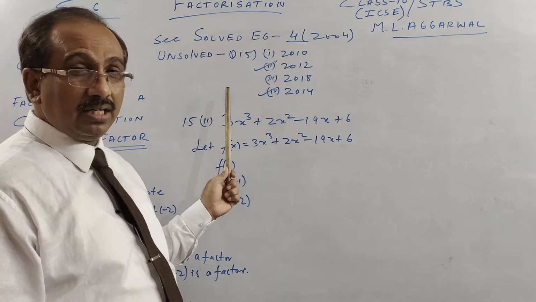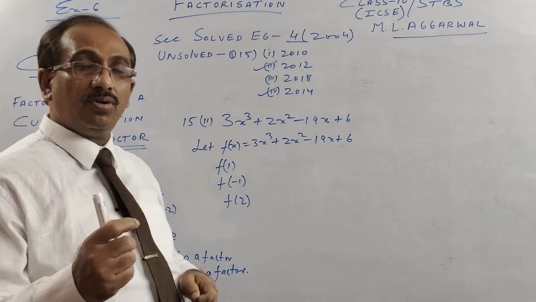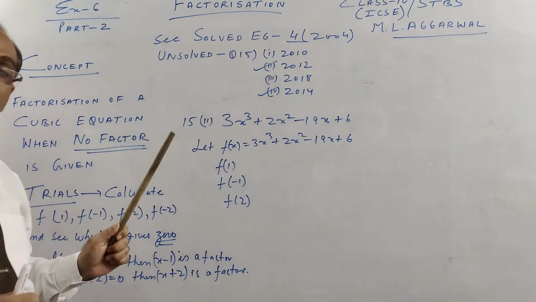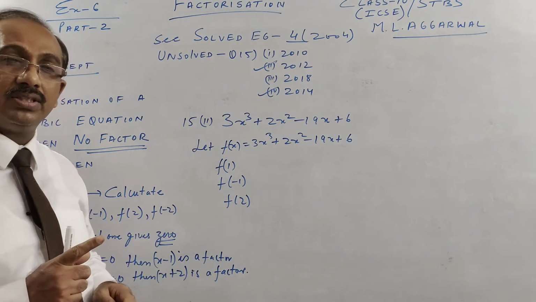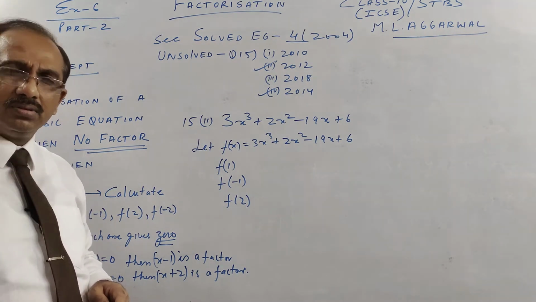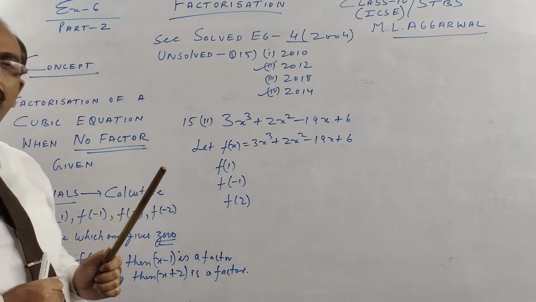So this is my second and third variety of question. The first variety was where we had one factor, the second is when we have no factor, and the third ICSE question type is where we have to solve for a and b and something like that, which we will see in part 3 of my lecture videos.